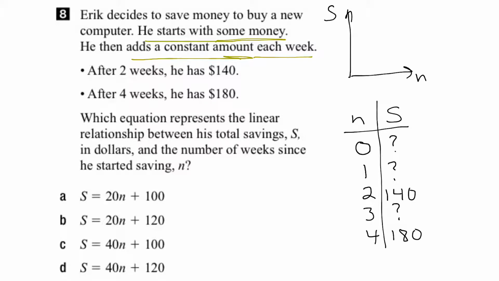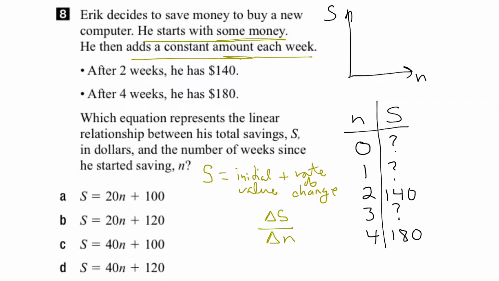Now, since we're told that it's linear, we know that the amount of money he'll have is equal to the initial value plus the constant rate of change. So if we can figure out these two pieces, we'll have our equation. So the rate of change would be the change in the amount of savings divided by the change in the number of weeks.